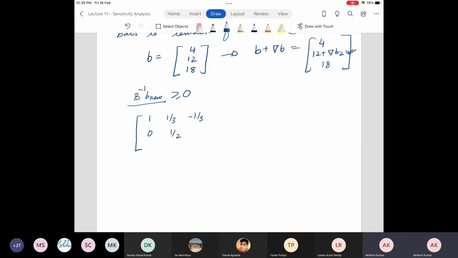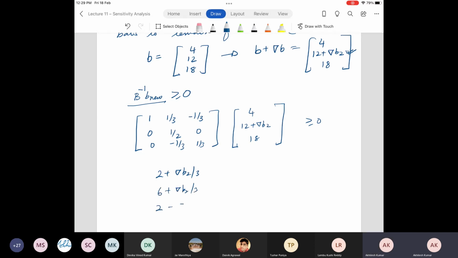So take whatever the last known best basis you have. I have taken B inverse from that table and multiplied it with 4, 12 plus delta B2 and 18. And this should be greater than or equal to 0. If you multiply this, you will get 3 expressions: 2 plus delta B2 by 3, 6 plus delta B2 by 3, and 2 minus delta B2 by 3. All these should be greater than or equal to 0. Now tell me what is the range of delta B2 from these.